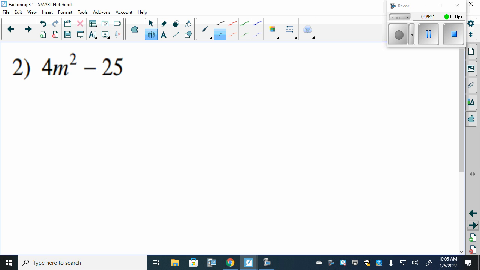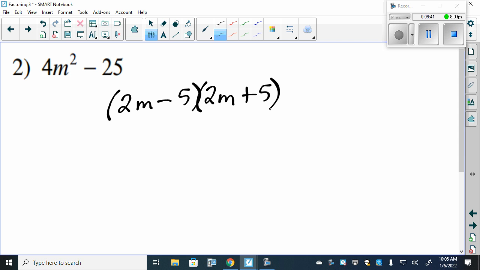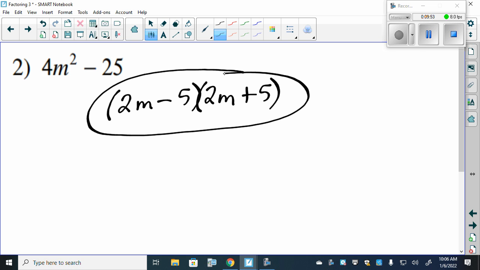So what would this one here be? 2m minus 5 times 2m plus 5. And that would be it. Because 4m squared is 2m times 2m. 25 is 5 times 5. They are the difference of perfect squares. So we get this here. And I think the difference of perfect squares are some of the ones that y'all like factoring out of any of them, because they're easier to work with. Yes? We're ready for the next one.